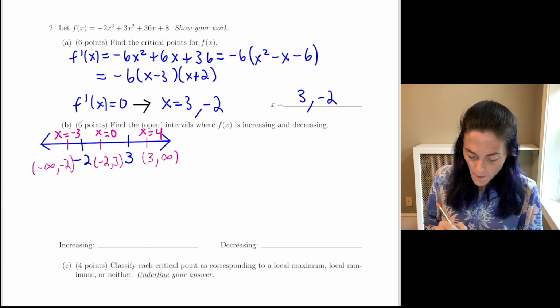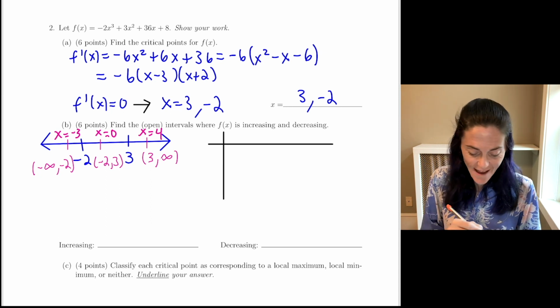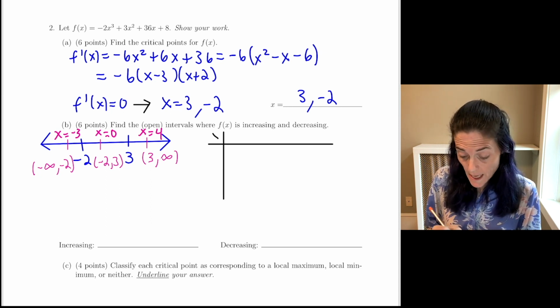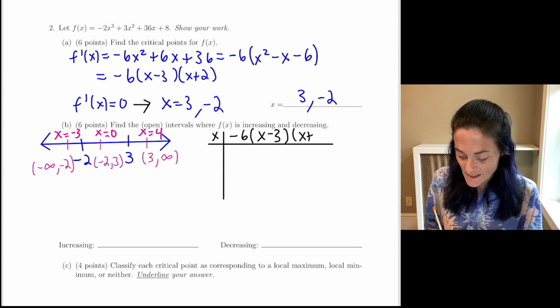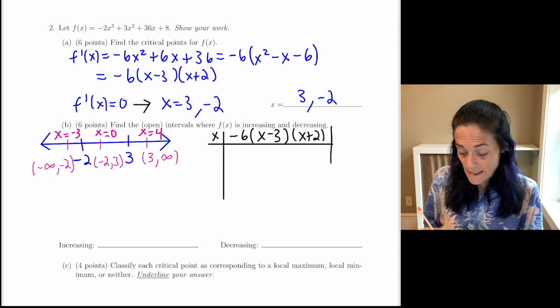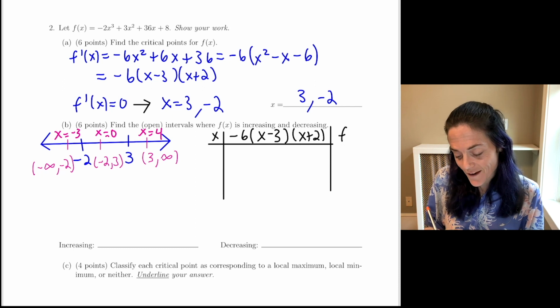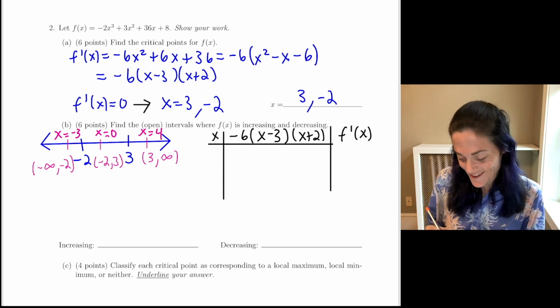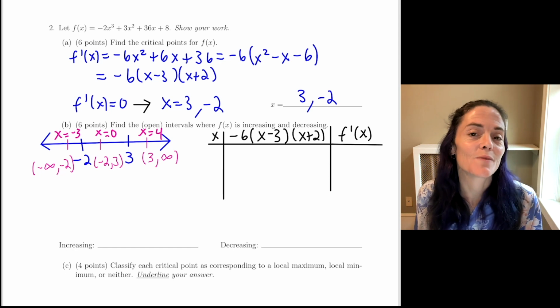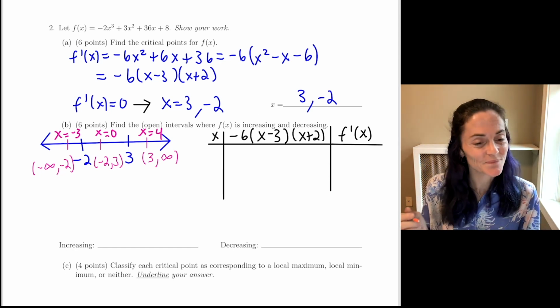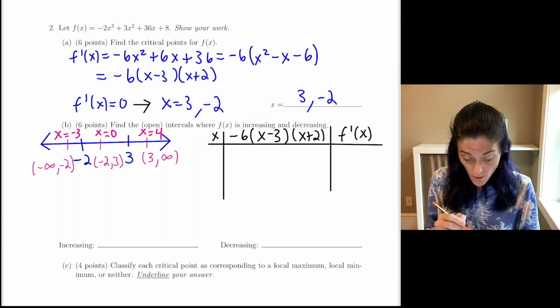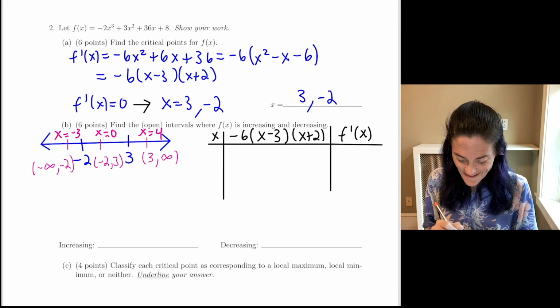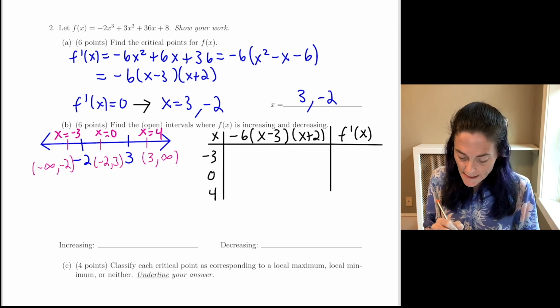Okay, then I will typically make a chart where I have these 3 x values that I'm going to test. And I will write my derivative factored. So minus 6, x minus 3, and x plus 2. I'm interested in the sign of the derivative. It's perfectly fine to pick different x values than me. You will get a different value of the derivative, but the sign will be the same. Okay, so minus 3, 0, and 4. So you notice this minus 6 is always negative.